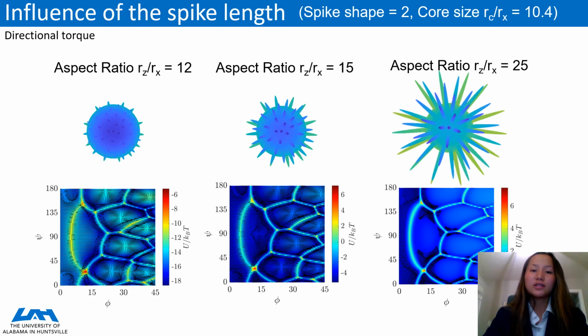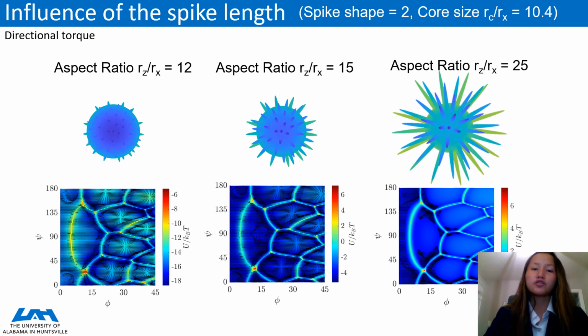The first parameter I looked at was the influence of the spike length. I kept the spike shape constant at n equals 2, which is ellipsoidal, and the core size constant at 10.4. To increase the length of the spikes, I changed the aspect ratio of the spike length from 12 to 15 to 25. As the spikes get longer, the roughness of the particle also increases, so the roughest particle is the one with the aspect ratio of 25 on the very right.